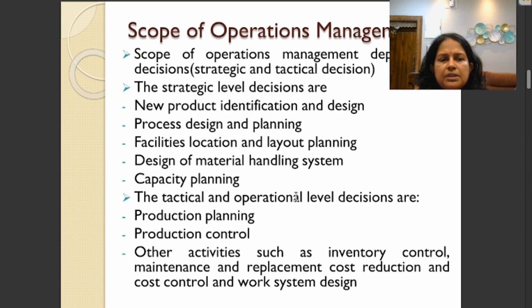When we talk about the tactical level, tactical decisions deal with production planning, production control, and inventory management. These are the areas we have to concentrate on in tactical and operational level decisions. Operational level decisions cover day-to-day operations and weekly operations, how we are going to set the machines and organize the workforce. These are all the operational level decisions we need to make in operations management.